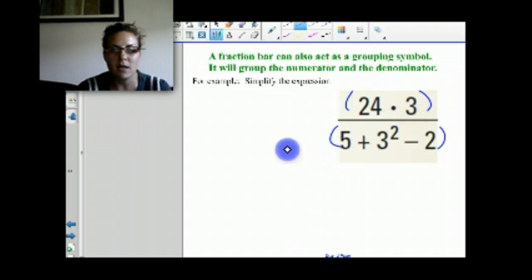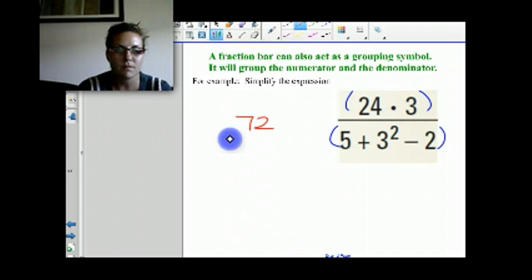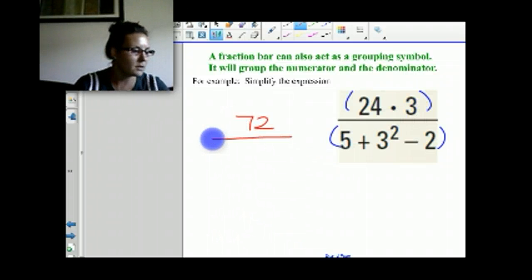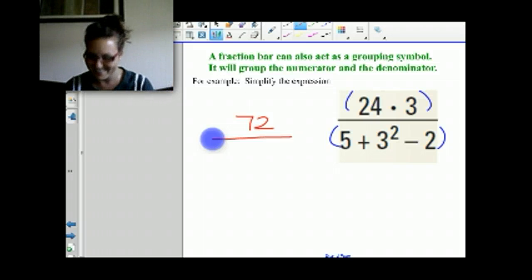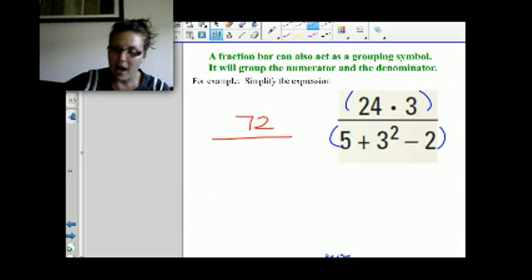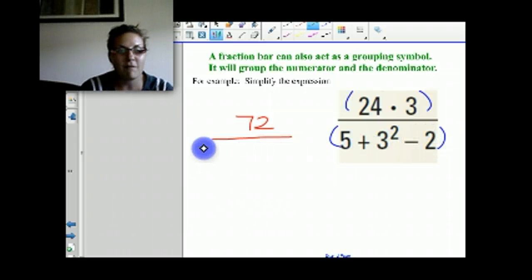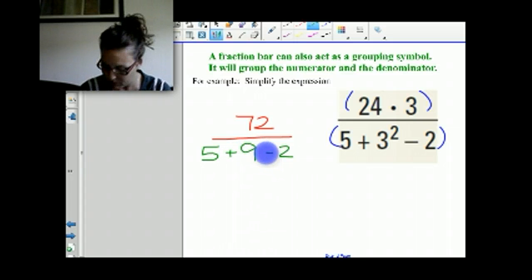First we have 24 times 3, which gives me 72. That's all we have to do on the top. Wait, is that right? 24 times 3. Yeah, I was right. Okay. On the bottom, we have to deal with the exponent first. So I have 5 plus 3 squared is 9 minus 2.